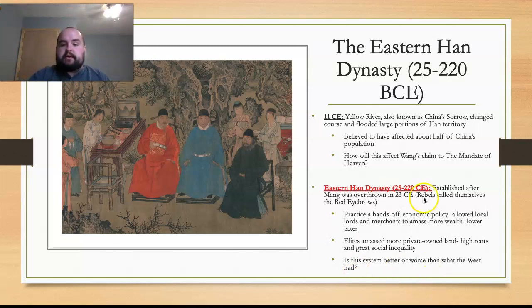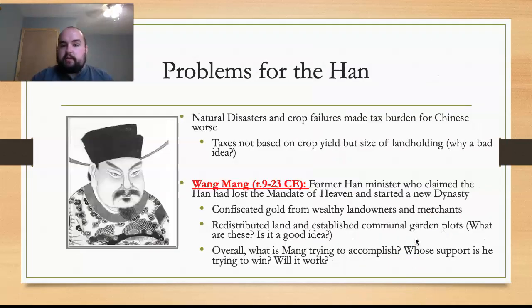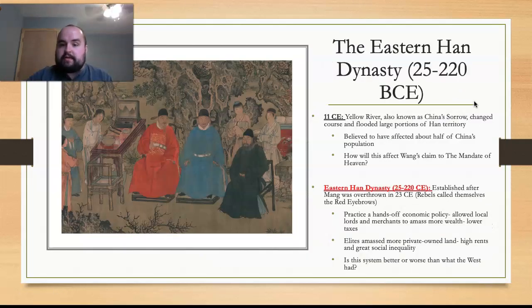Now, this of course leads to another big economic debate. Is this system better or worse than what the West Dynasty had? Because on the one hand, with the Western Dynasty, you have a dynasty that's leading to humongous taxes no matter what, and is leading to a heavy tax burden that the population really can't keep up. On the other hand, you have a dynasty that isn't really taxing anyone at all and is not regulating the economy to any major degree, but is allowing local lords and local merchants to amass so much wealth that there's huge economic inequality across the country.